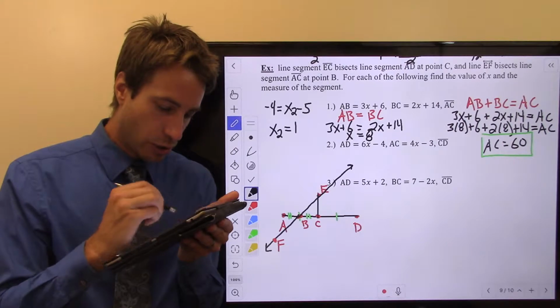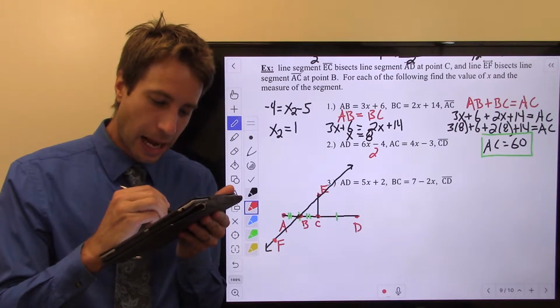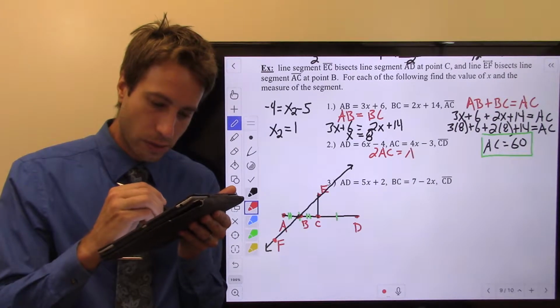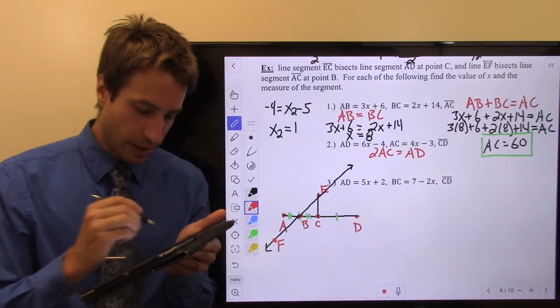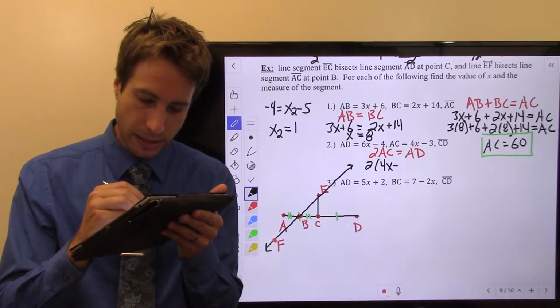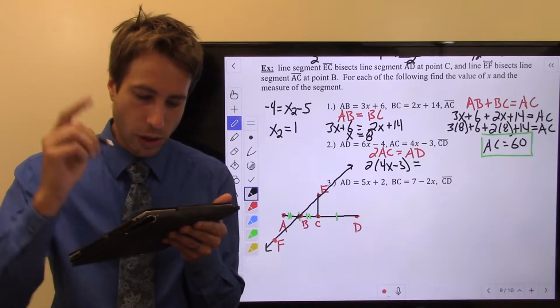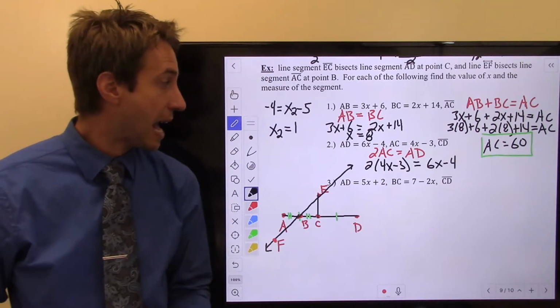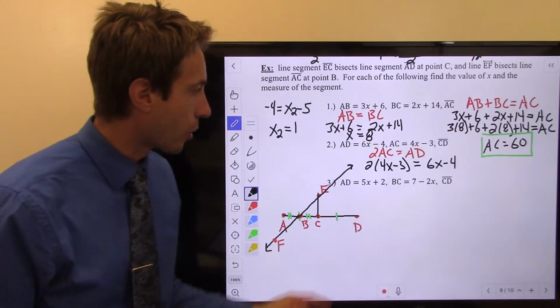We are going to do 2 times AC. That will be equal to AD. Well, let's set that up. 2 times AC, which is 4x minus 3, is equal to AD, which is 6x minus 4. Hey, look at that. We got a distributive property here. Let's go ahead and do it.